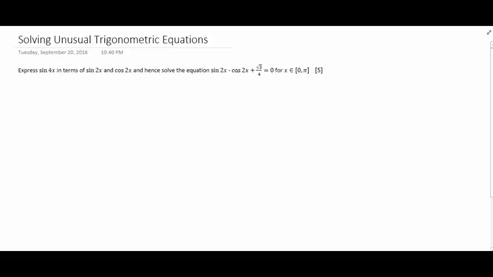Now this is quite an unusual question. You may look at this initially and think, oh, this is definitely a tan 2x question, but you would be wrong. So let's look at the first part of the question.